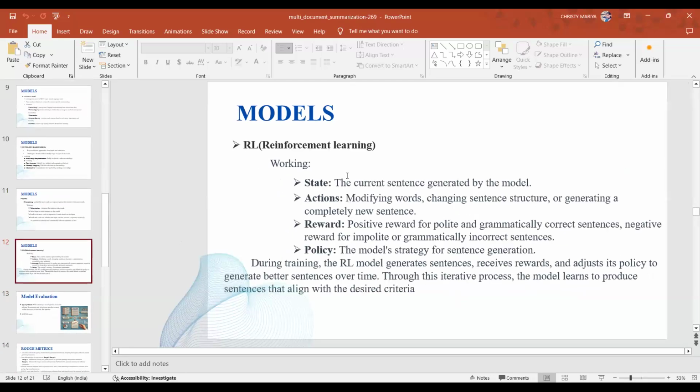The next model is the reinforcement learning model. This model is mainly focused on the state and action, that is, the current sentence generated. The current sentence will be given to the model. Then it modifies the words and changes the entire structure of the sentence. Then it will be rewarded, positive or negative, depending on whether the sentence is grammatically correct or incorrect. After that, it will produce a summary.